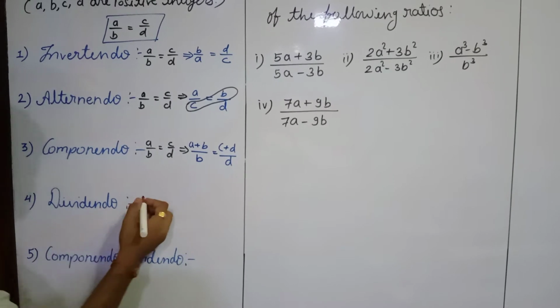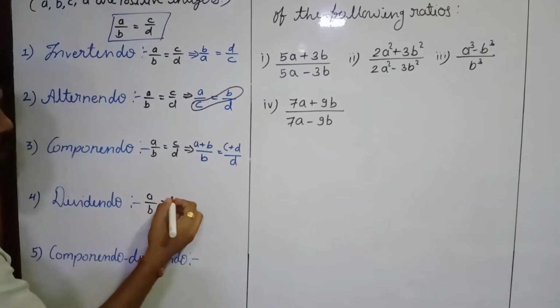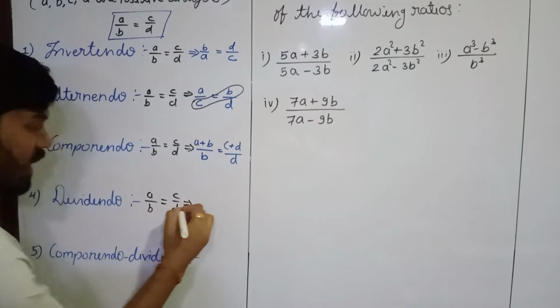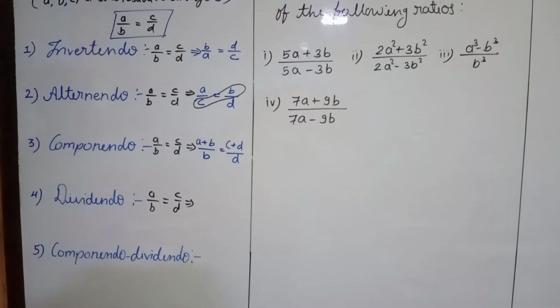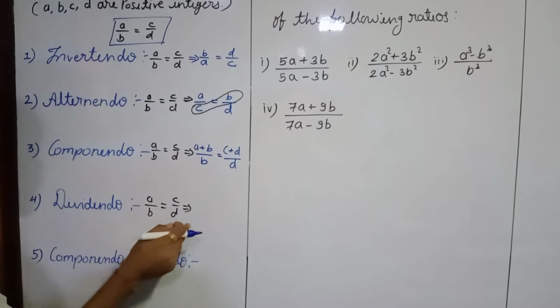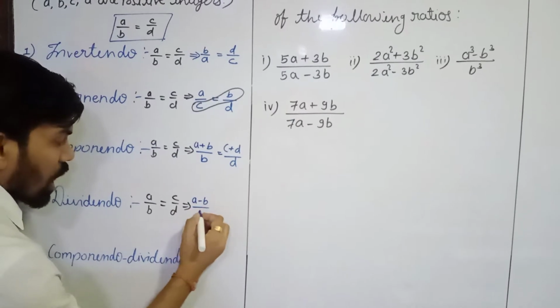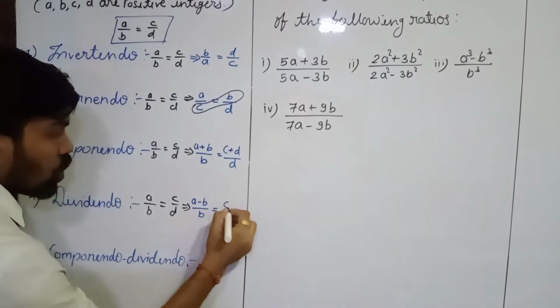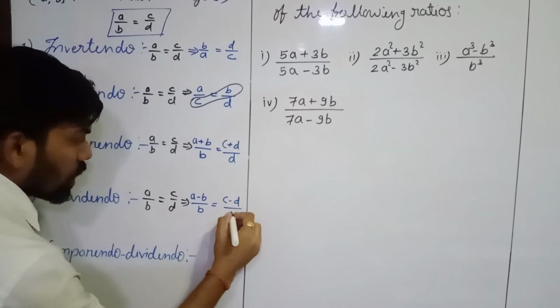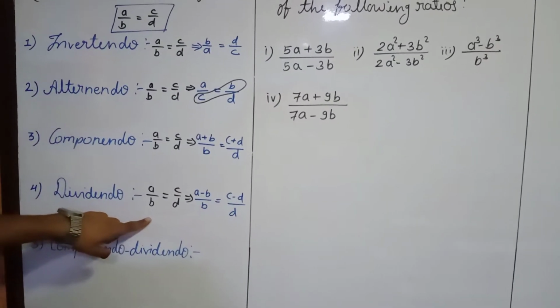What do we have to do in dividendo? A upon B is equal to C upon D we already have. Now what we did in componendo was addition. So here we have to do just subtraction. A minus B upon B is equal to C minus D upon D. This way we have to do dividendo.